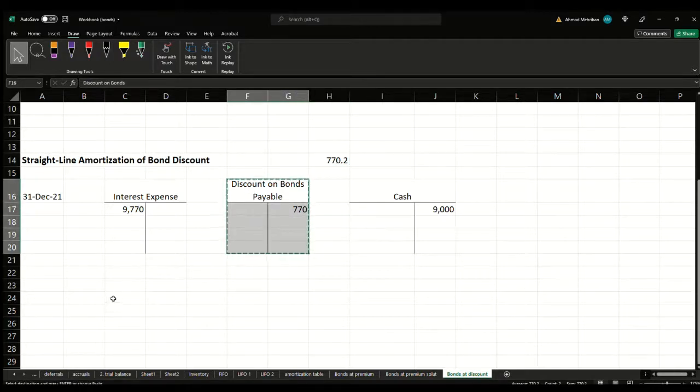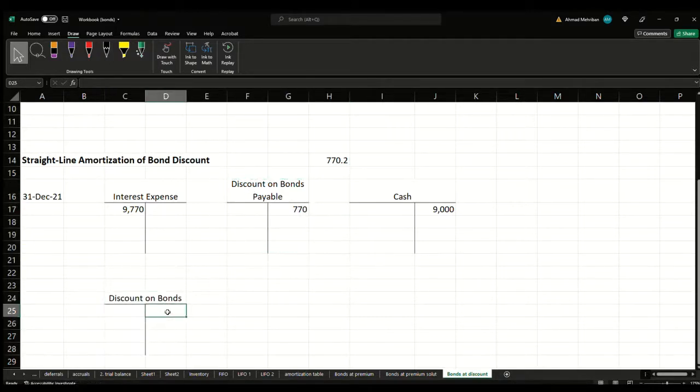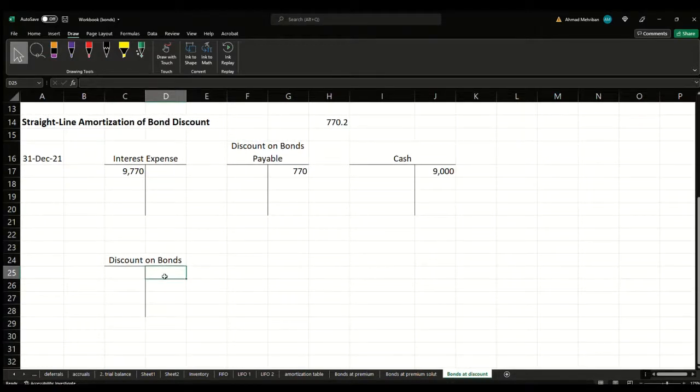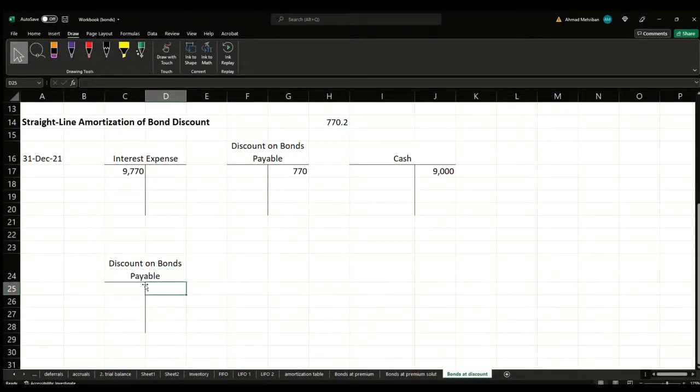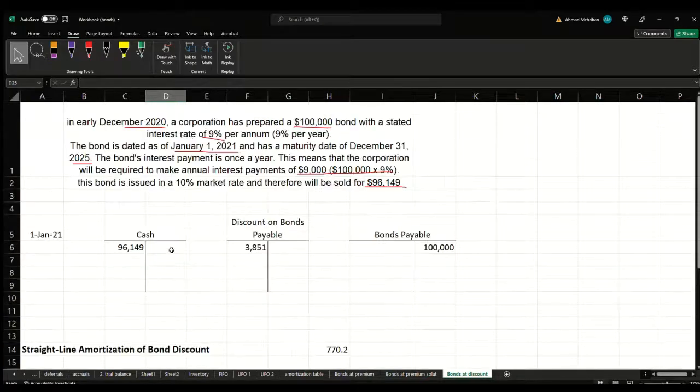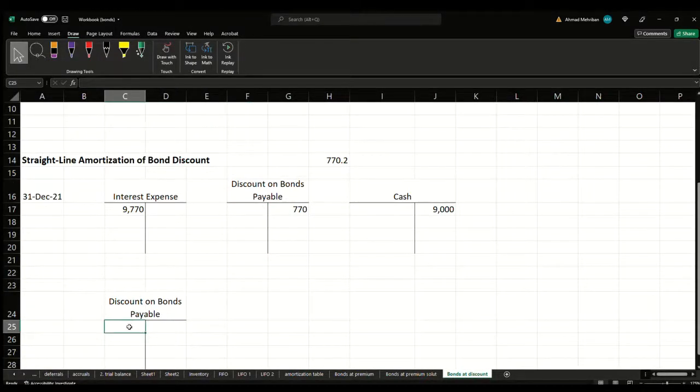And again, if we take a look at this account separately, discount on bonds payable. In the beginning we had the entry 3,851.